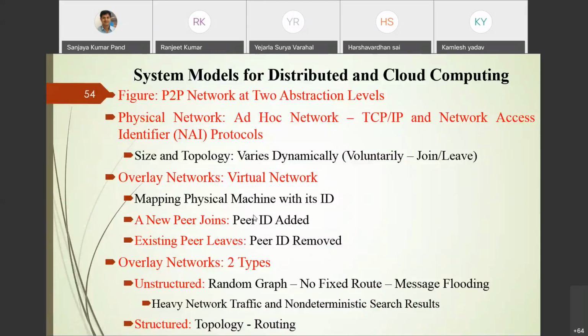This overlay network, whatever you are constructing on top of the physical network, may be a structured one or an unstructured one. An unstructured one is built by a random graph. If you consider each and every node as a computer resource, then you can say it is a random graph. So there is no fixed route. If a computer wants to connect with another computer system, it is not aware of that system, because it is a completely ad hoc system, right?